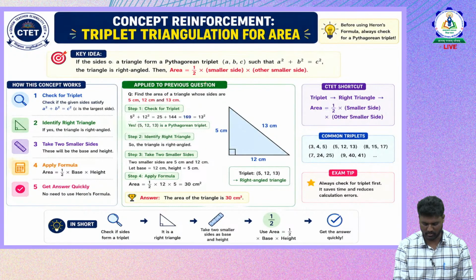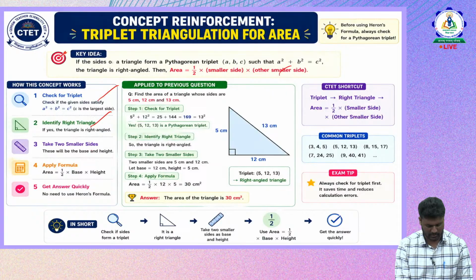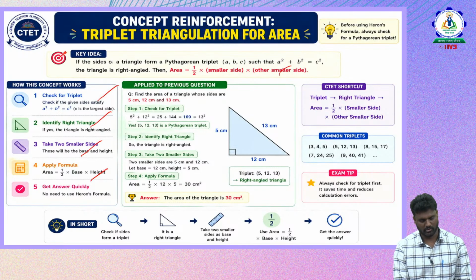Then the area is broken into smaller sides, as we applied in the previous problem. Now for the triplets, check if the given sides are satisfied. Then identify the right triangle from the given values, taking the two smaller sides than the other side. Then apply the formula: area is equal to half into base into height. Then we'll get the answer. So this is the way we regularly solved the previous problem by applying this concept.